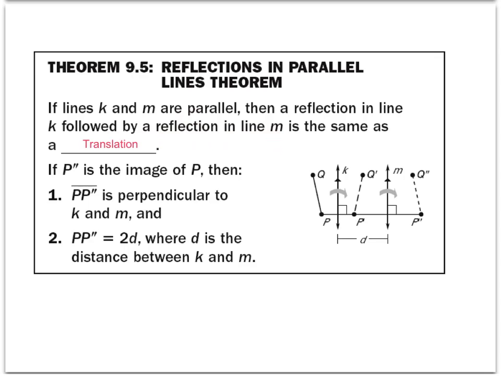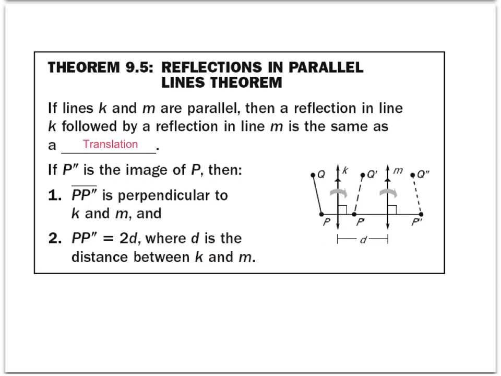This brings up two important points. So we're going to look at P prime, and this is the image of P. And what happens is the line segment formed between P and P prime has to be perpendicular to both lines K and M. And we've looked at that before in terms of reflections and how they land at a perpendicular angle to each of the mirrors.